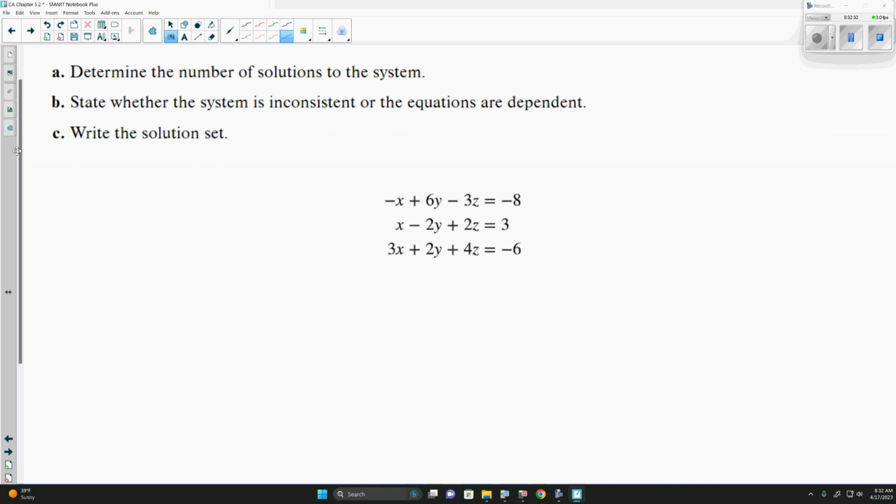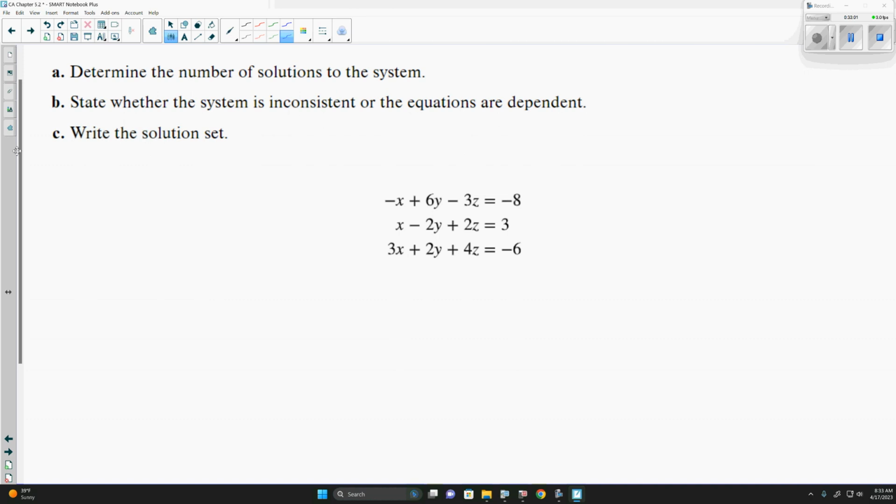Determine the number of solutions to the system. State whether the solution is inconsistent or the equations are dependent, and write a solution. So, looking at this here, we need to determine if we want to eliminate x, y, or z first. Because before we can answer any of the questions, we do need to solve it. And looking at these 3 here, which variable does it look like is going to be easy to eliminate first?